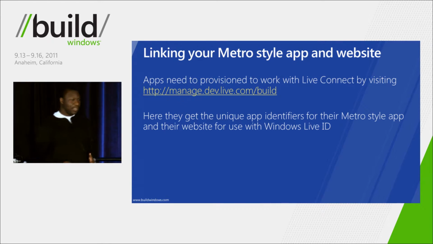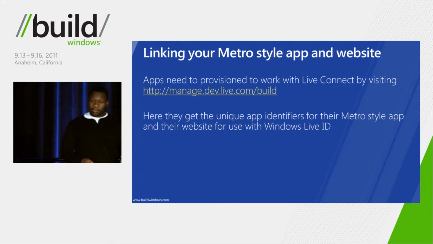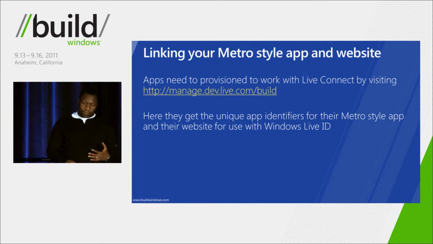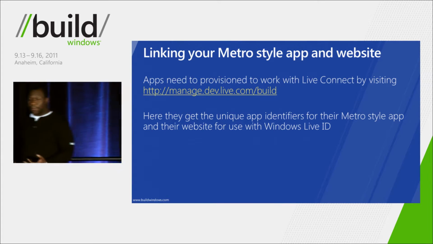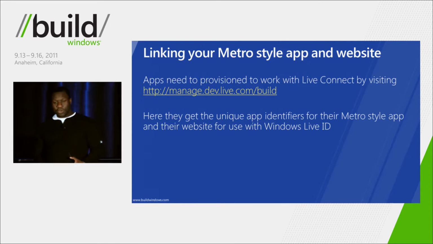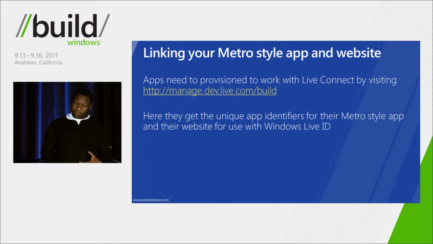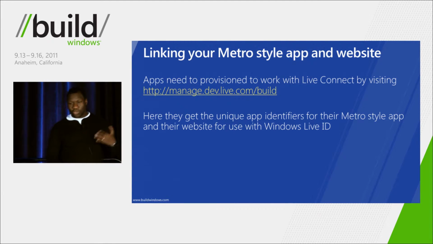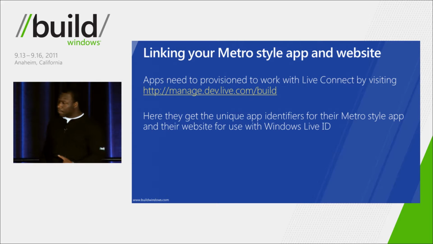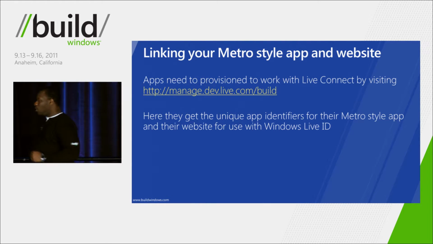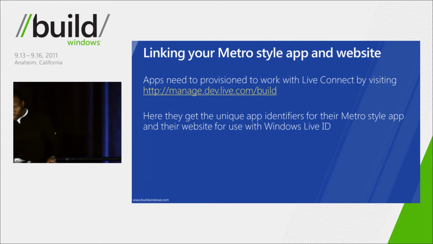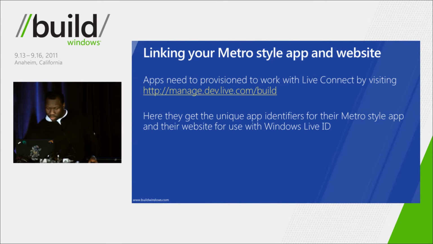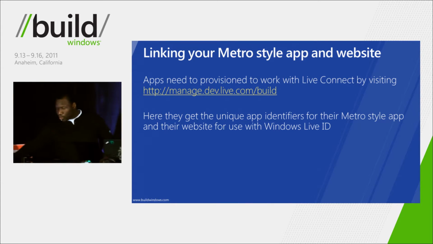As part of provisioning your application to work against the Windows Live ID service, you'll have to go through a sign-up process where we associate your application identifier, which is a package security identifier, or package SID, with a client identifier that you can use on your website. This process will be part of the Windows Store onboarding process. So when you go to the Windows Store and provision your application, this all happens automatically. Since the Windows Store is not available, you can get this experience on manage.dev.live.com/build. And I will quickly show what that experience looks like.